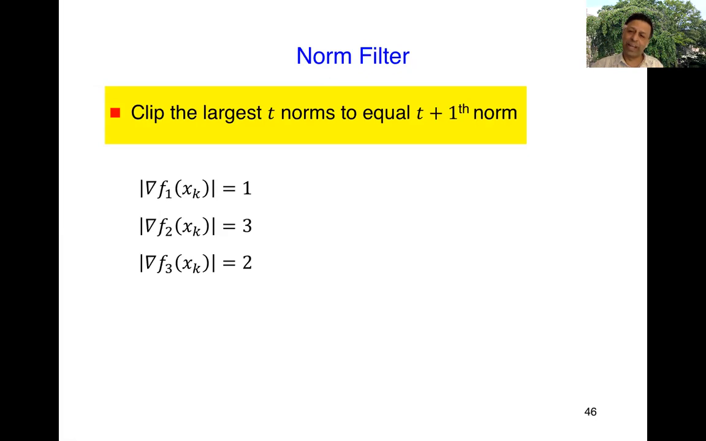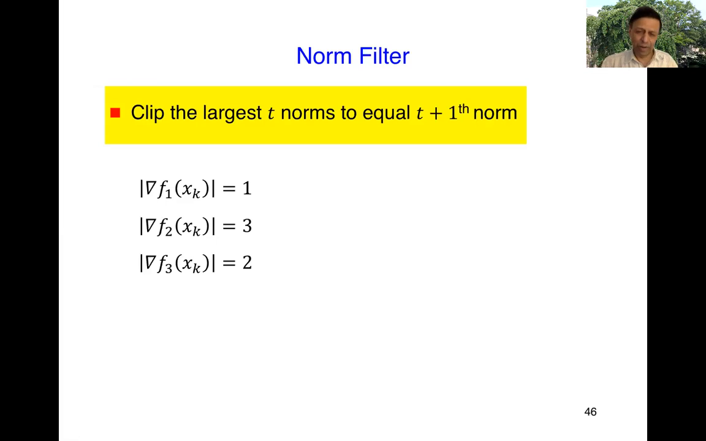If t equals 2, it takes the largest 2 gradients and makes their norm equal to the t plus 1th gradient. For the numerical example, I'm choosing t to be equal to just 1 to keep things simple. So I have, in this case, 3 gradients, and t equals 1, meaning I want to tolerate 1 bad agent. So I compute the norm of the 3 gradients. They happen to be 1, 3, and 2.